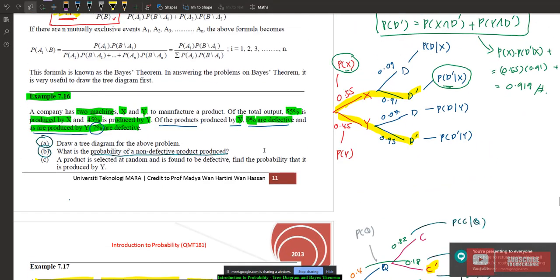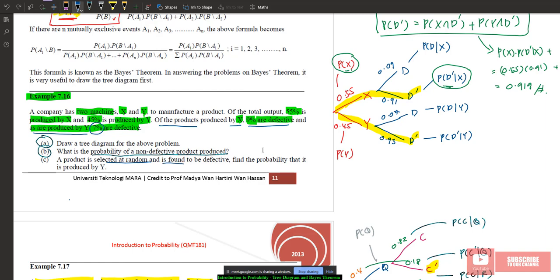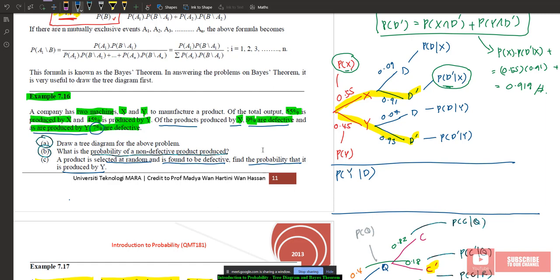So now, let's look at this one. Example number 7.16. This is the last question. A product is selected at random and is found to be defective. What is the probability that the product produced is Y? This is simple. We want to find the probability that the product is found to be defective, and we want to know the probability that the product is from machine Y.